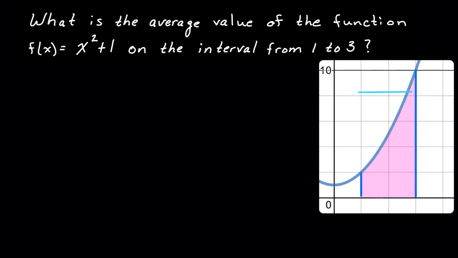If I was to move the top of my rectangle all the way up here, that would give me an overestimate of the area between the curve and the x-axis. So I need my rectangle to be located somewhere in between. And it would probably be located somewhere around here, I'm guessing. It looks like about right.